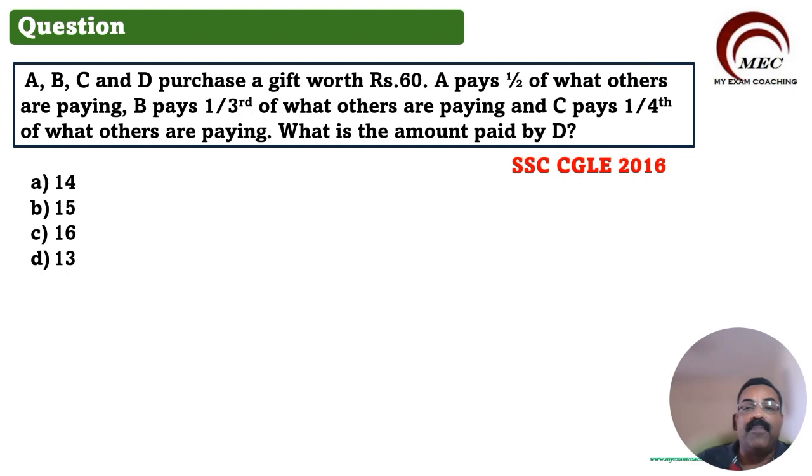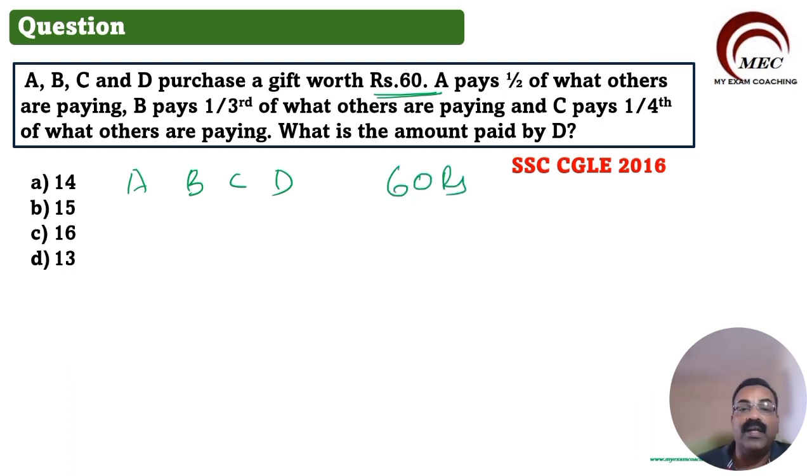This is a very important question, again selected from the 2016 paper. A, B, C, D purchase a gift worth 60. So now here four people together, A, B, C, D, spend how many rupees? 60 rupees.